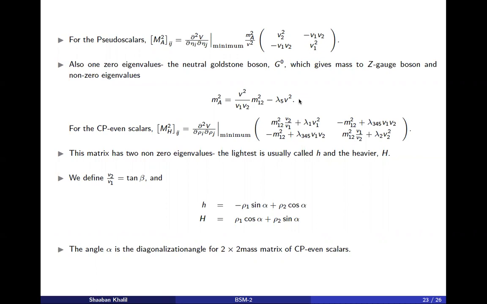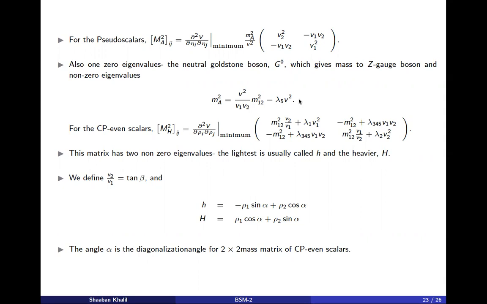again, we do ∂²V/∂ρ_i∂ρ_j around the minimum, and we get this mass matrix. And this mass matrix now, in fact, has two non-zero eigenvalues because the CP even remains. In the standard model we have 1, but now 2 Higgs doublets give me 2 CP even scalars, non-zero, and this is what we call h for the standard model-like, and capital H for the heavy new Higgs.